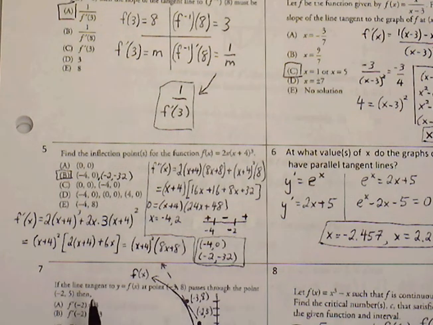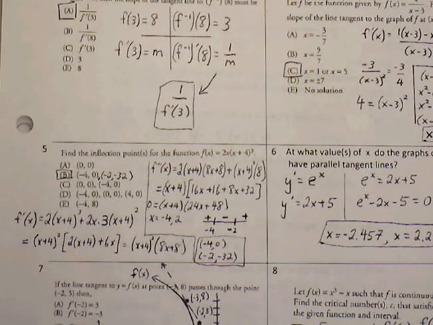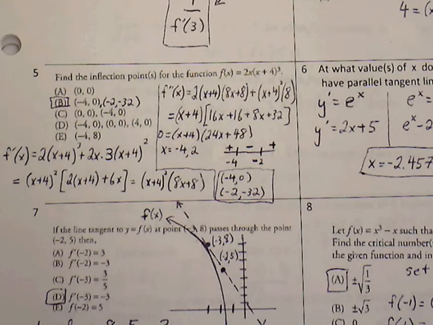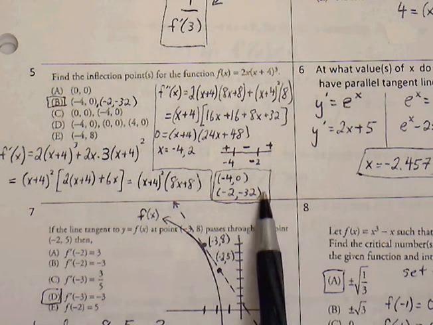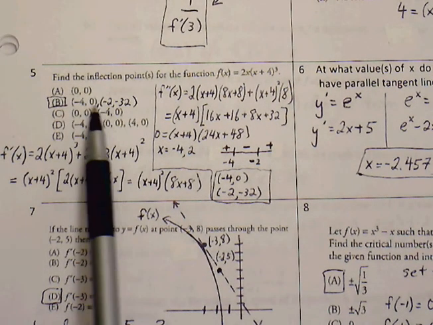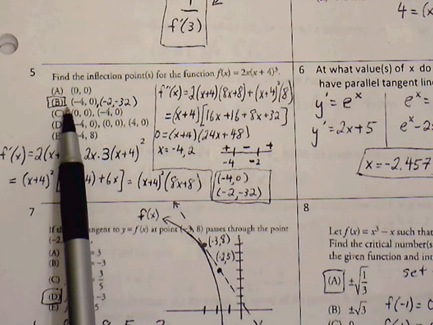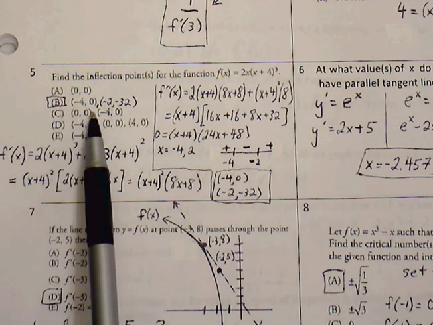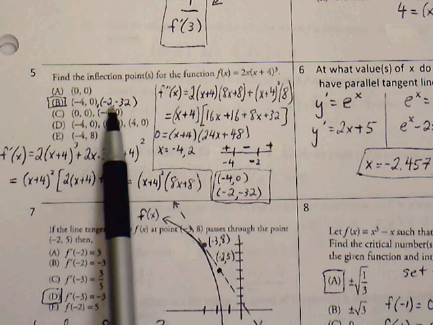critical point. So if I plug negative 4 back into the original equation, I'm going to get 0. And if I plug negative 2 back into the original equation, I'll get negative 32. So there's actually going to be 2 inflection points. On the original exam review sheet, it's missing the second solution, so I just added it in for part B.